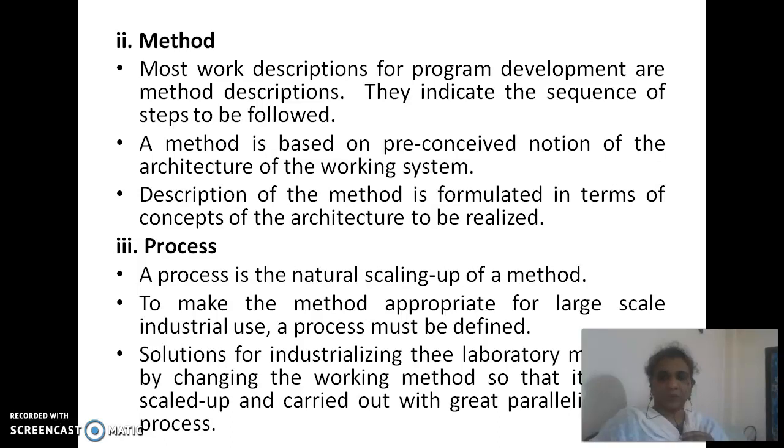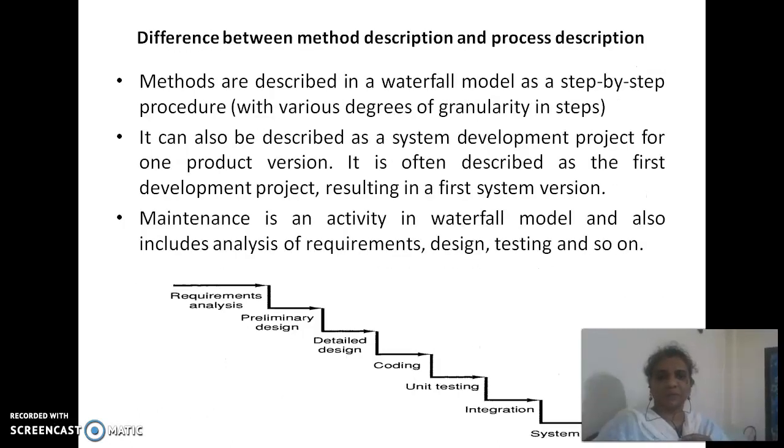Then coming to the third one, that is the process. A process is a natural scaling up of a method. To make the method appropriate for large-scale industrial use, a process must be defined. The solution for industrializing the laboratory method is changing the working method so that it can be scaled up and carried out with great parallelism as a process.